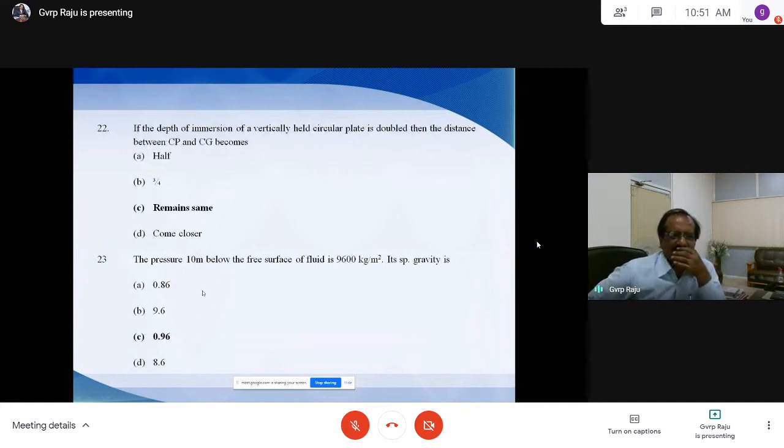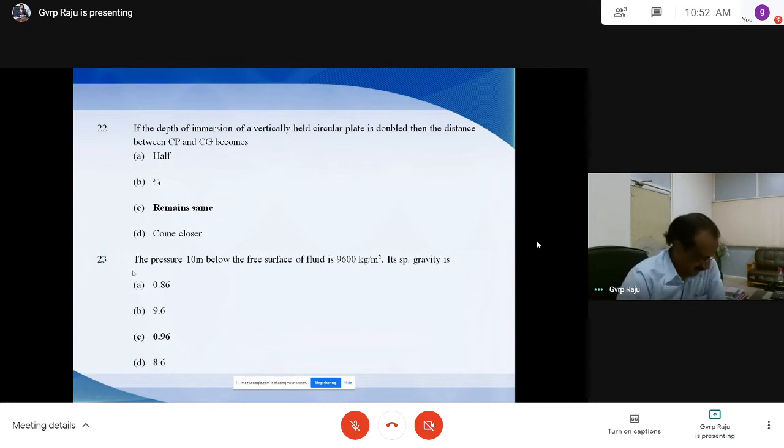This is an intelligent question. If the depth of immersion of a vertical circular plane is doubled, then the distance between center of pressure and center of gravity. So center of pressure and center of gravity are entirely different. Center of gravity is always above center of pressure, center of pressure always below center of gravity. So whether the depth of immersion increases or decreases, that will not affect the distance between center of pressure and center of gravity. If it is doubled or trebled, that will not affect. So the answer here is remains same.